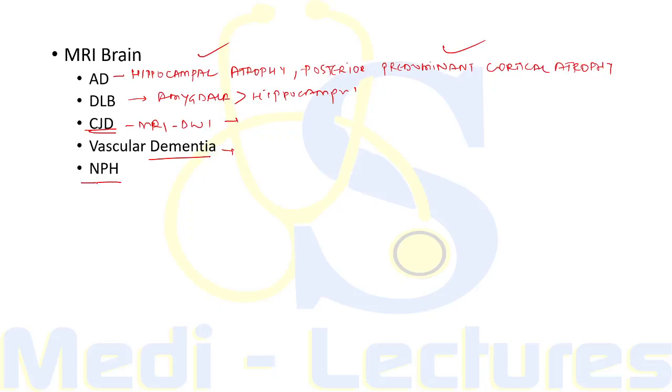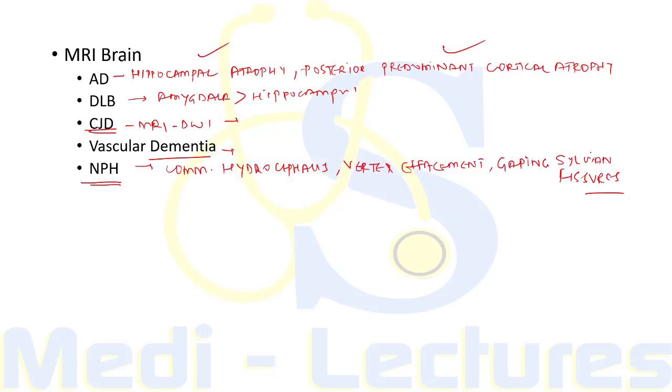In normal pressure hydrocephalus, we can see communicating hydrocephalus, vertex effacement, as well as gaping of sylvian fissures. Now, one which is left is frontotemporal dementia. In this, there will be focal frontal, insular, and or anterior temporal atrophy.